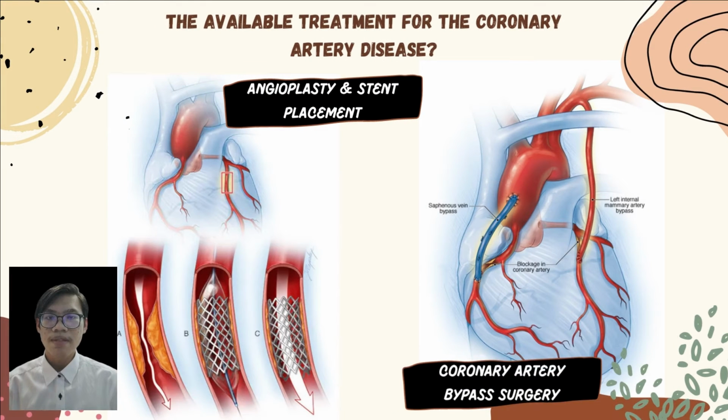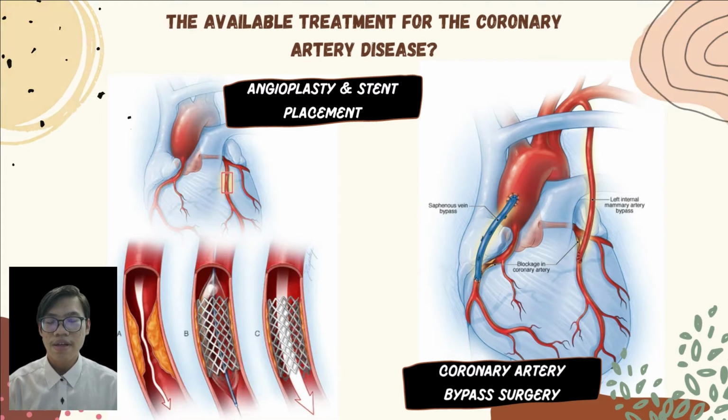Lastly, what is the available treatment for coronary artery disease? First treatment is called angioplasty and stent placement. The placement of a stent inside the coronary artery helps keep it open to increase the blood flow. The second treatment is coronary artery bypass surgery. A graft is created to bypass blocked coronary arteries using a vessel from another part of the body, allowing blood flow around the blocked or narrowed coronary artery.